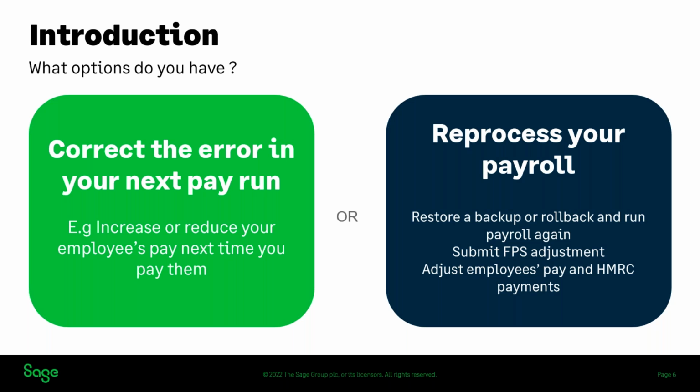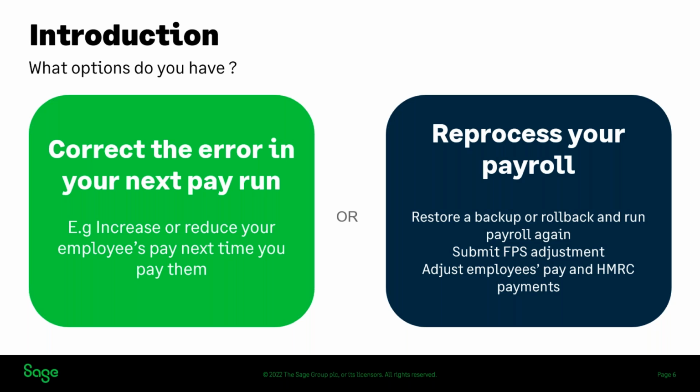So what options have you got when it comes to correcting those mistakes? So the first one is arguably the simpler one, and that is to correct the error in your next pay run. So for those who've been over or underpaid, you can correct that pay in the next pay run should you wish to. So that just means increasing or reducing your employee's pay next time you come to pay them.